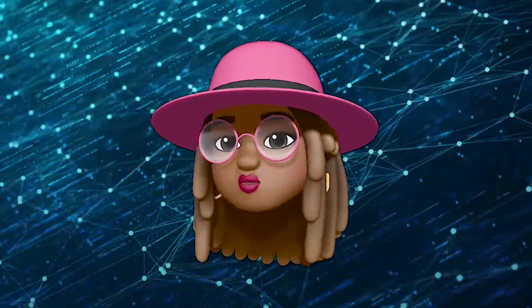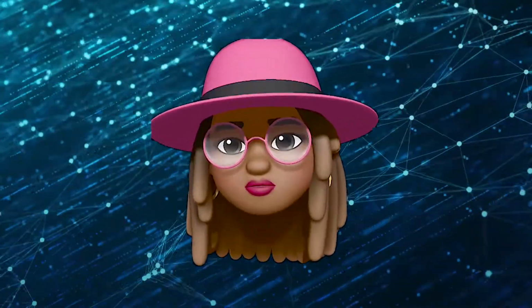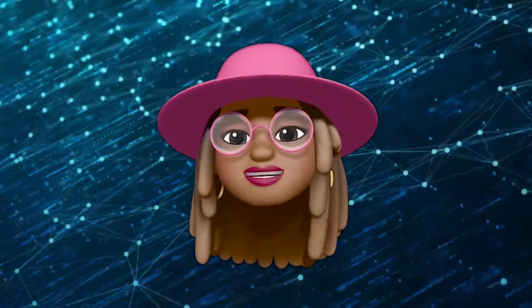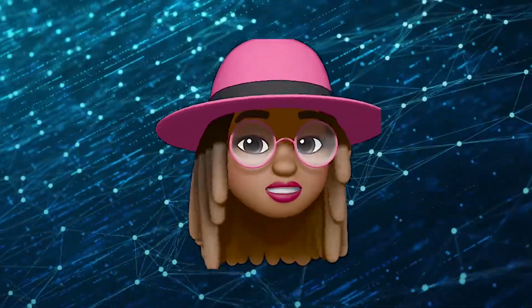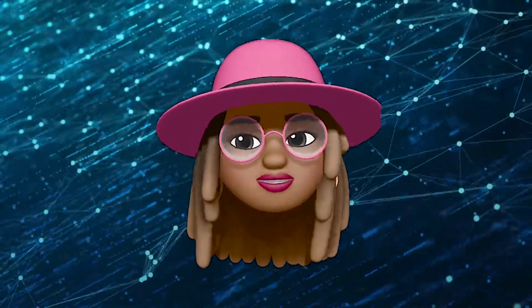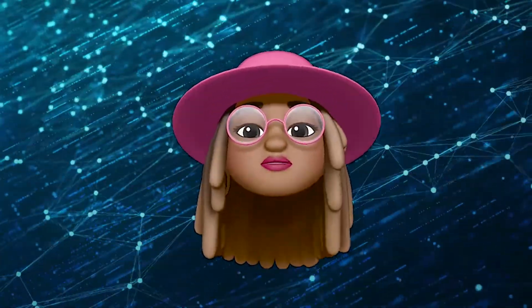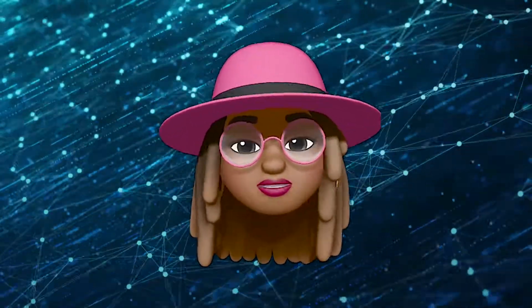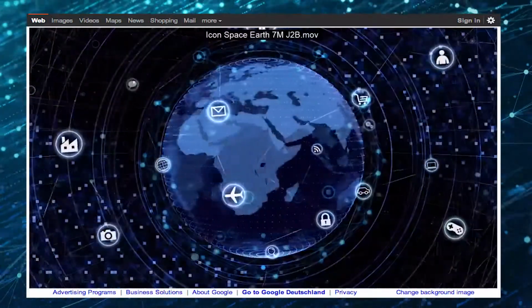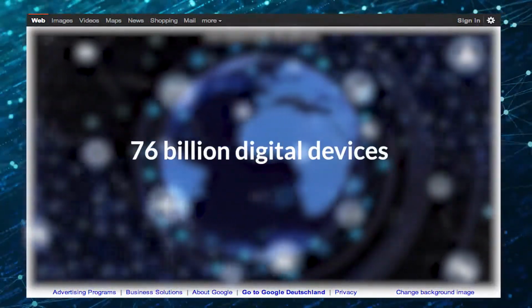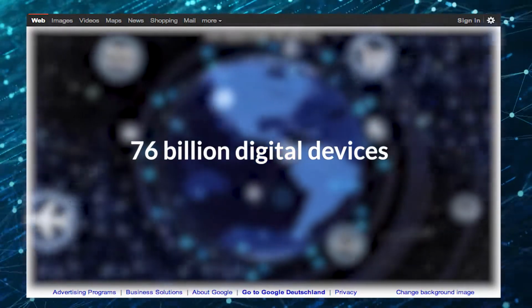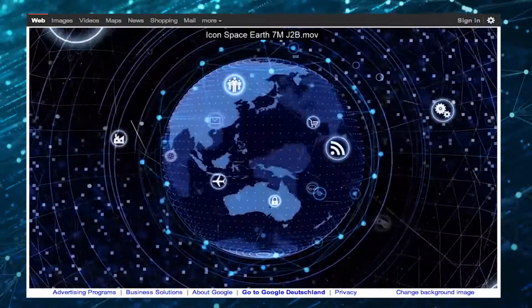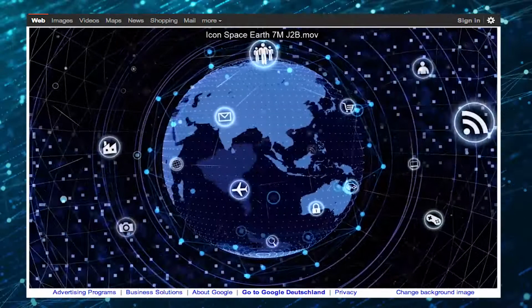For Android users, we are automatically citizens of Google. For WhatsApp, Instagram, and Facebook users, we are automatically citizens of Meta. For Jumia users, we are automatically citizens of Jumia. And on it goes. By 2025, there will be 76 billion digital devices in the world. That is almost 8 devices per man, woman, and child.